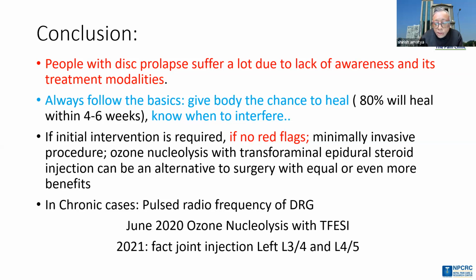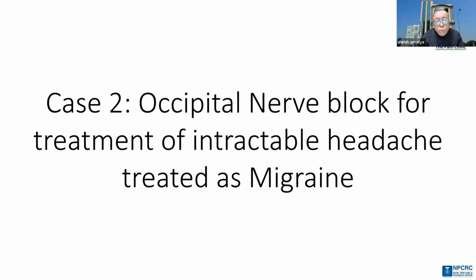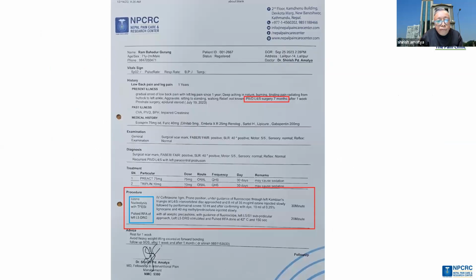So this is one of the cases. In the same vein, I want to link another case which was seen by me a few days back. Here also, a 71-year-old male came to the clinic with low back pain and leg pain for 1 year, and he was diagnosed with disc prolapse at the level of L4-L5, and surgery was done 7 months before. But even after the surgery, he had no improvement regarding pain.